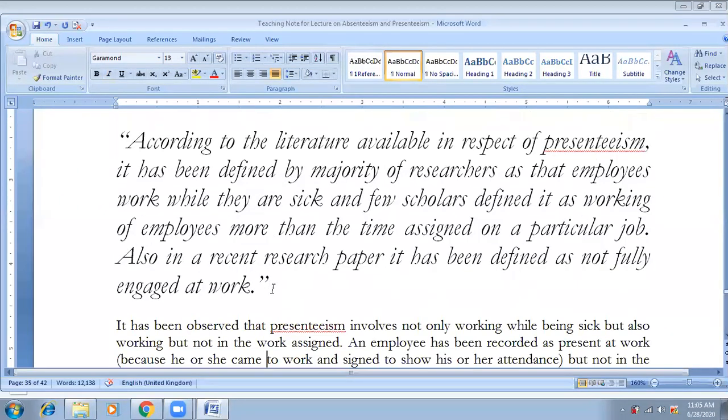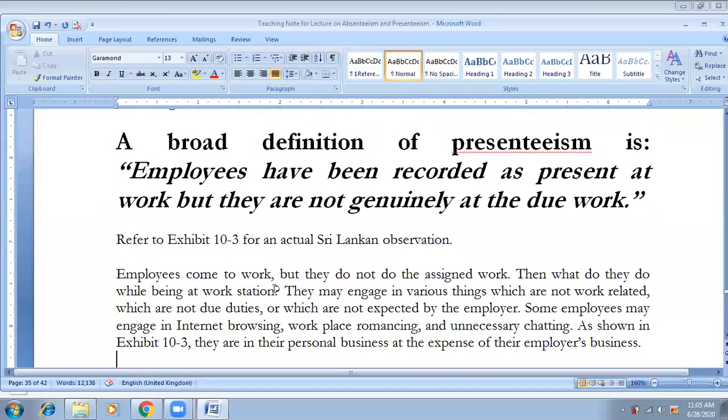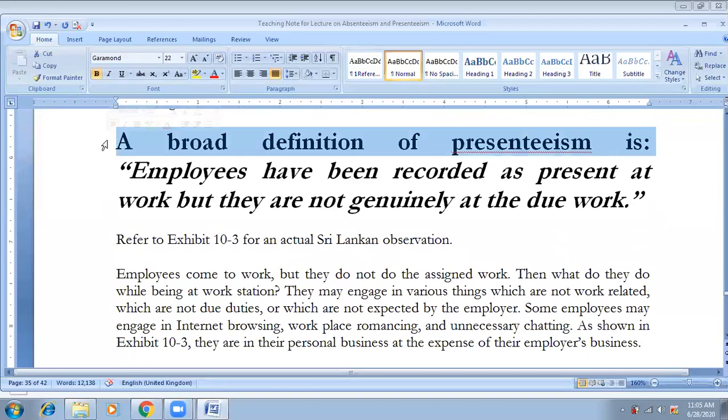So we have expanded the meaning of presenteeism, and the broad definition of presenteeism is this: employees have been recorded as present at work, but they are not genuinely at the due work. This is the expanded definition of presenteeism. Employees came to work, they have signed that they came to work and they are doing well, but genuine observation reveals that they are not engaging in the due work.